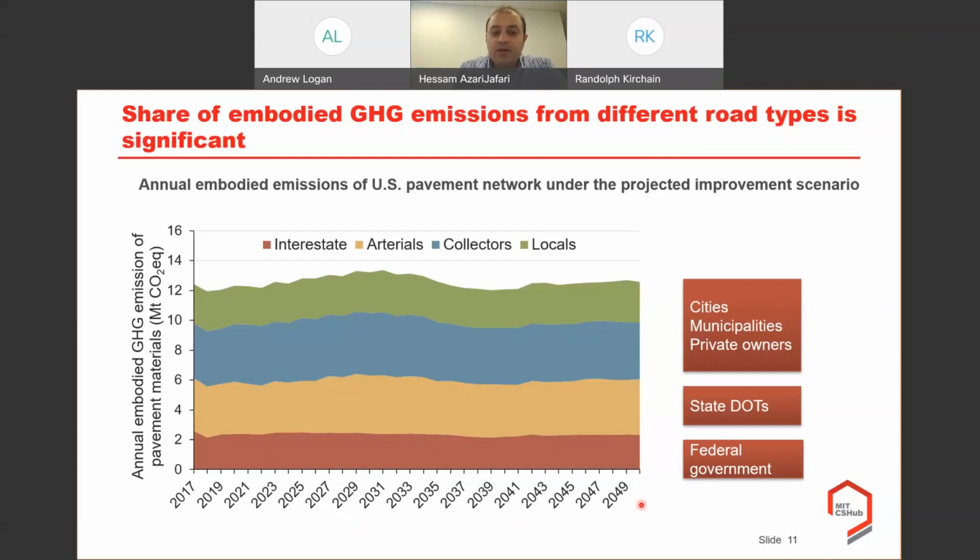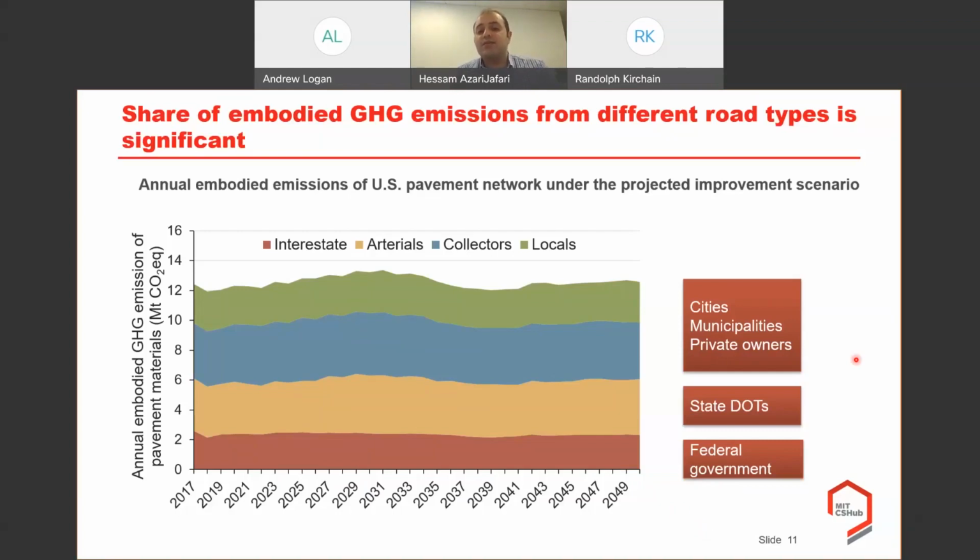One important thing is that under the projected scenario, we don't see any significant reduction in the future because of the increase in the demand for asphalt and concrete material as a result of the climate change impact, faster deterioration of the network, and also to some extent the network deterioration for different locations. But what we see here is that we have almost equal opportunities for different road authorities, starting from federal governments to state DOTs and to cities, municipalities, and private owners to offset these GHG emissions.